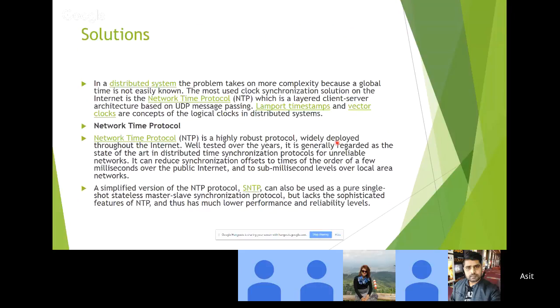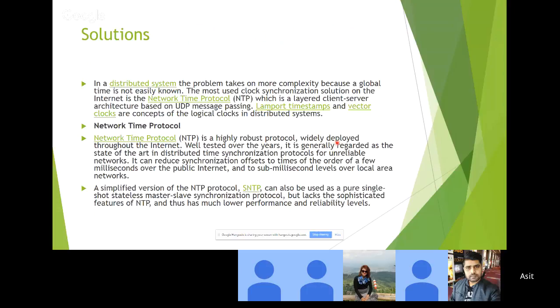So how can we overcome this, or what industry standards are available that we can use to avoid this problem? These are some of the solutions used in industry for distributed systems. In a distributed system, the problem takes on more complexity because global time is not easily known. The most used clock synchronization solution on the internet is the Network Time Protocol, called NTP, which is a layered client-server architecture based on UDP message passing. Lamport timestamps and vector clocks are concepts of logical clocks in distributed systems.